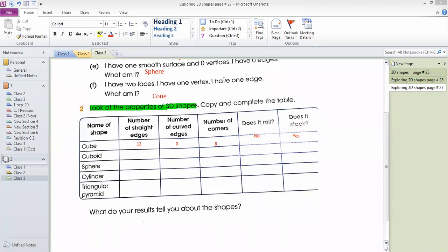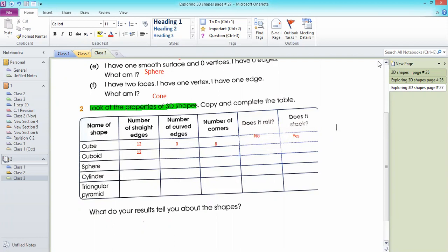All right, guys. As all of you tell, there are 12 straight edges in a cuboid also. So I should write here 12. How many curved edges, guys, now? Tell me, please. How many curved edges are there in a cuboid?